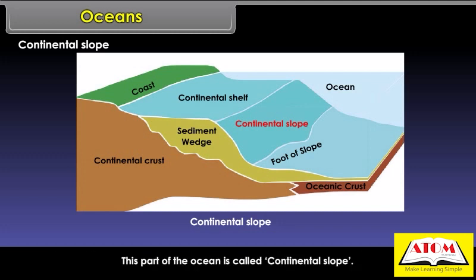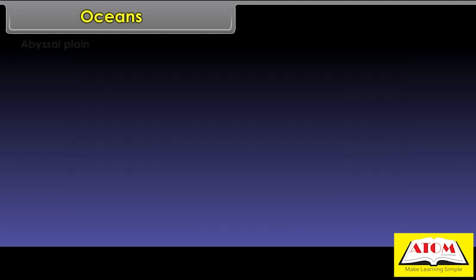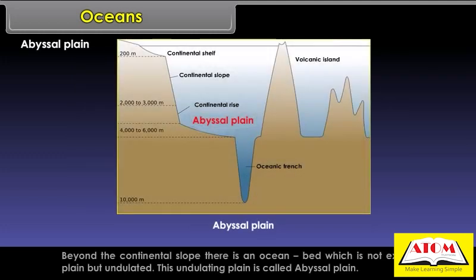Abyssal plain. Beyond the continental slope, there is an ocean bed which is not exactly plain but undulated. This undulating plain is called abyssal plain.